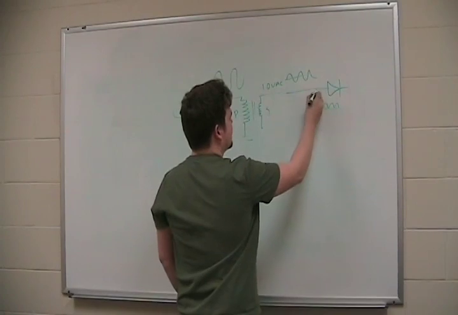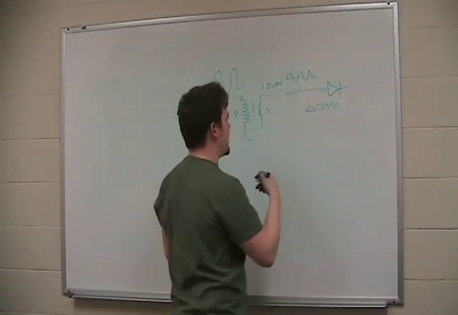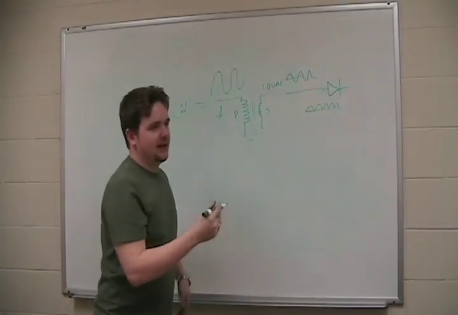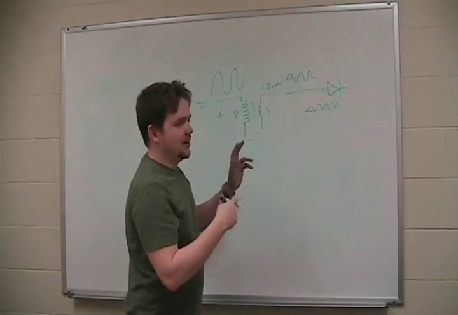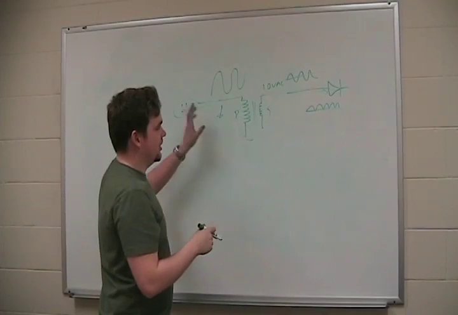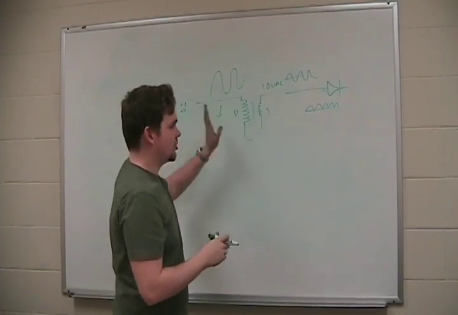Because negative won't pass along this point. So this is a half-wave rectifier in its incredible simplicity. I'm just trying to show you the diode stuff, not the transformer, not the wall socket. We're not going to get into that. I'm just trying to show you.